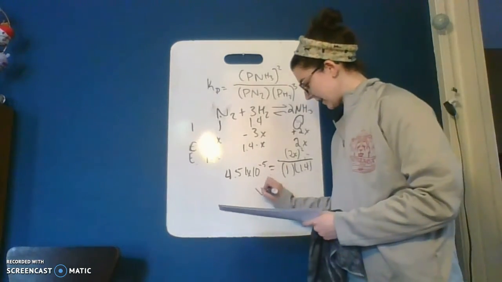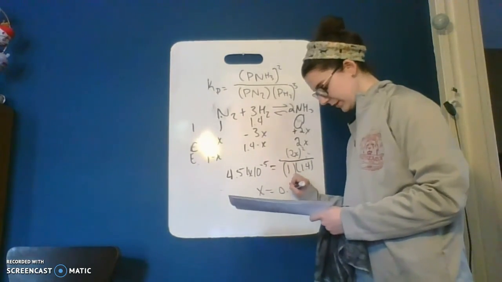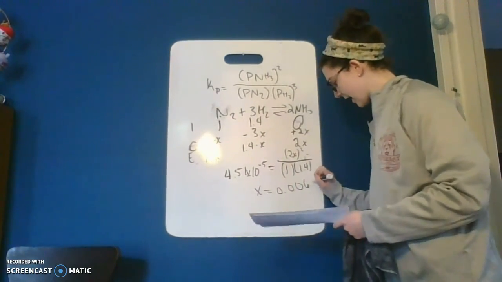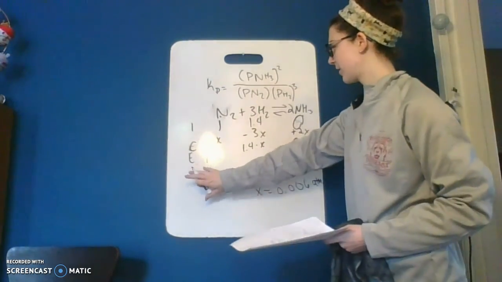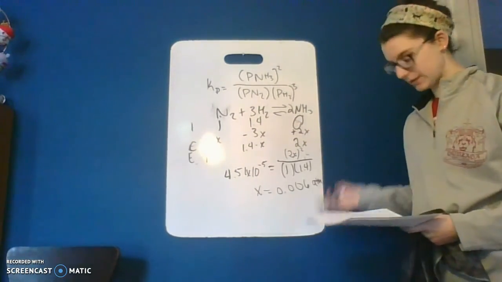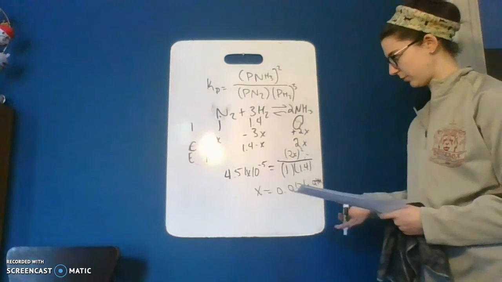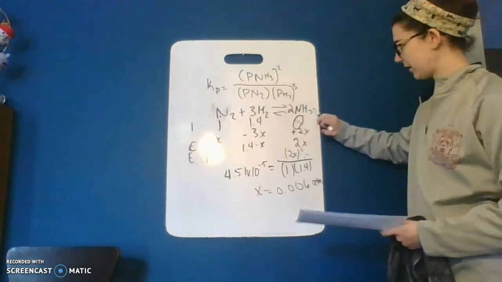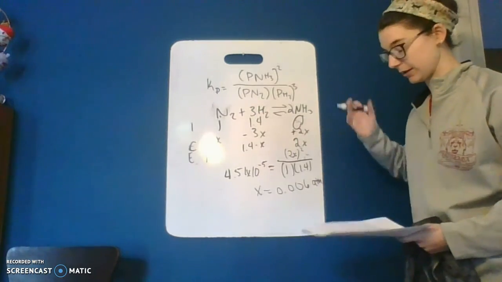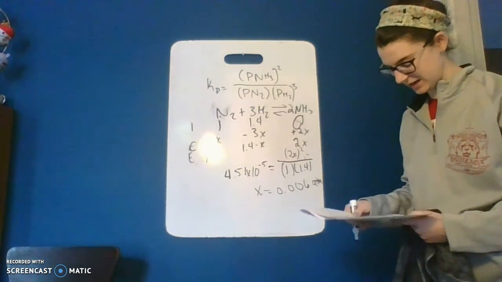When I solve for x, I get x equals 0.006 atmospheres. My initial pressures for N2 and H2 are the same at equilibrium, so 1 and 1.4. If I do 2 times this value, I can find the pressure again of NH3.